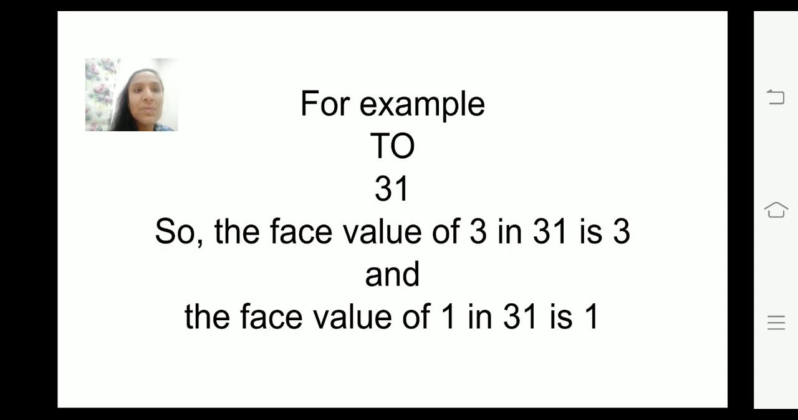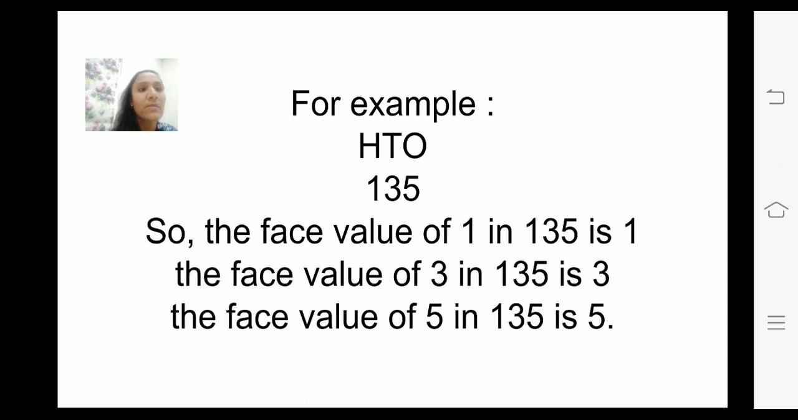Whether 3 is at tens place or ones place, wherever it may be, the face value is 3. Here 1 is at ones place, but if 1 is at tens place, then also the answer would be 1 only. If it is asked to write the face value of 1, then the face value of 1 will be 1. So the face value of 3 in 31 is 3 and the face value of 1 in 31 is 1.